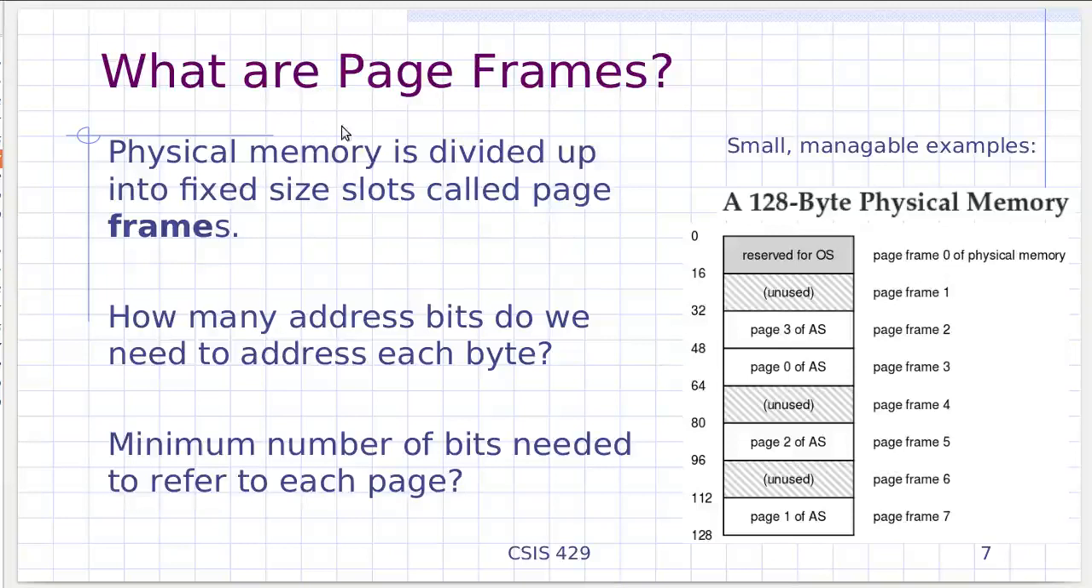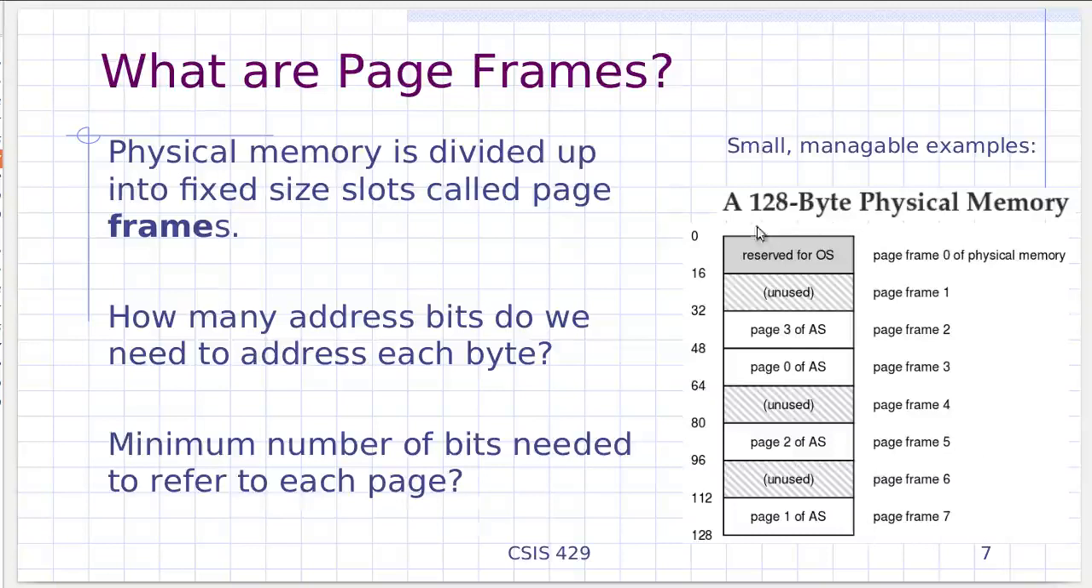Okay, so let's take a look at frames first. Physical memory, we divide it up into fixed size chunks called frames, page frames. Okay, so look on this side. We have a nice, small, manageable example from the book. It's only 128 bytes of physical memory, which is pretty small. It's not enough to do anything, but this is just an example. So we divide up the 128 bytes into 8 page frames. So physical memory is divided up into 8 page frames.